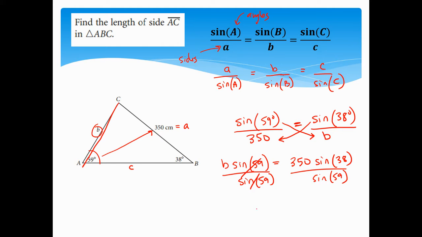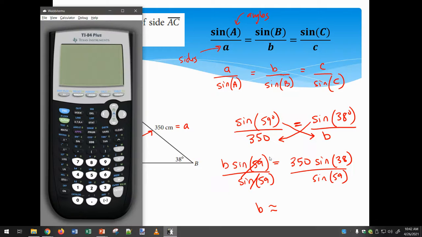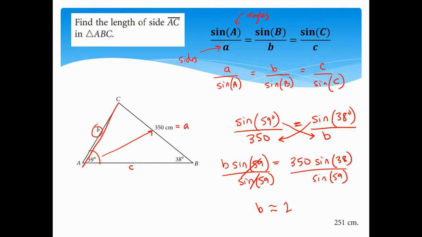Okay, and now this is what we have to type into our calculator. I'll show you how to do that. So I'm going to do 350 times sine of 38, and then I say divided by sine 59. And I get 251.387, and so on. I'm just going to say about 251.